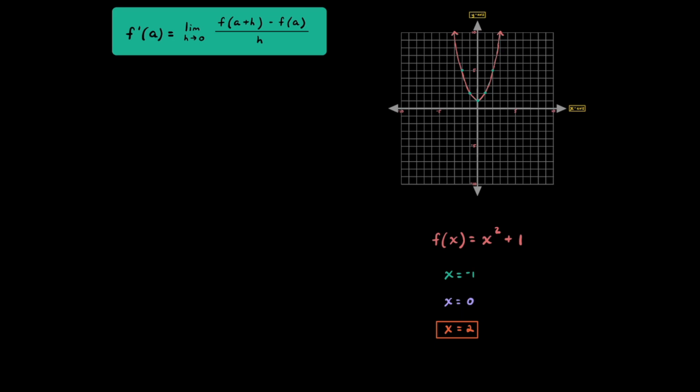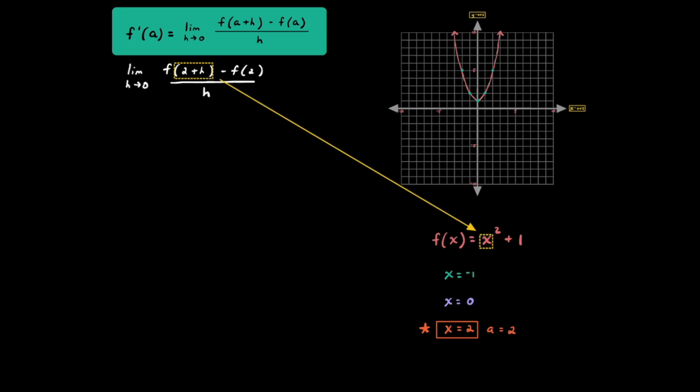For this last example, we're going to find the slope of the tangent line at x equals 2. When we say x is equal to 2, that's going to be our a value here. Substituting 2 in for a, we're going to get f of 2 plus h minus f of 2. This is going to be all over h. Now let's find f of 2 plus h.